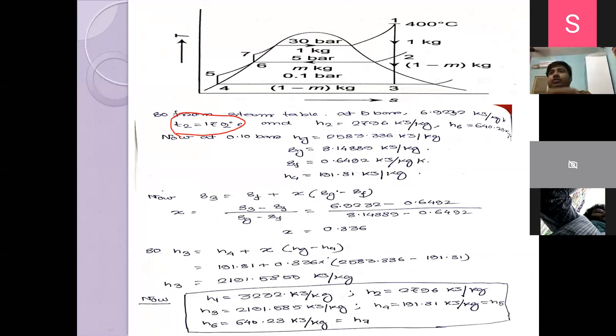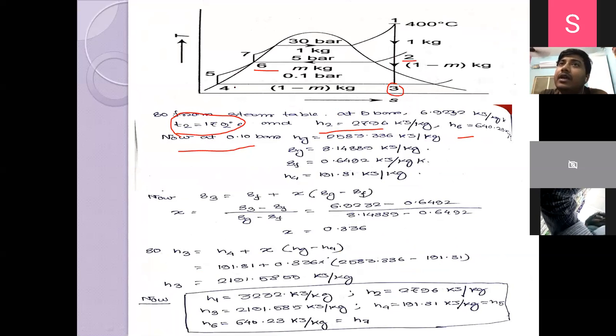Because the time is limited, I'll go on fast. Now using this salient point, we will find out H2. The H2 value is given. Similarly, we will find out H6. So H2 and H6 we will get from the steam table. Now using the steam table at 0.10 bar, we will get H3; at this point we get Hg, Sg. Similarly, we will get H4 and S4.